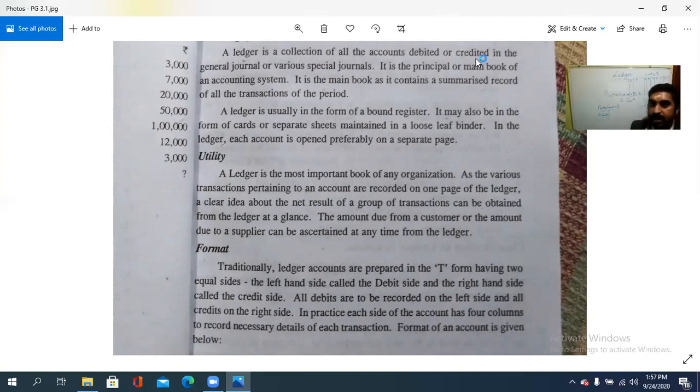The amount due from a customer or the amount due to a supplier can be ascertained at any time from the ledger.